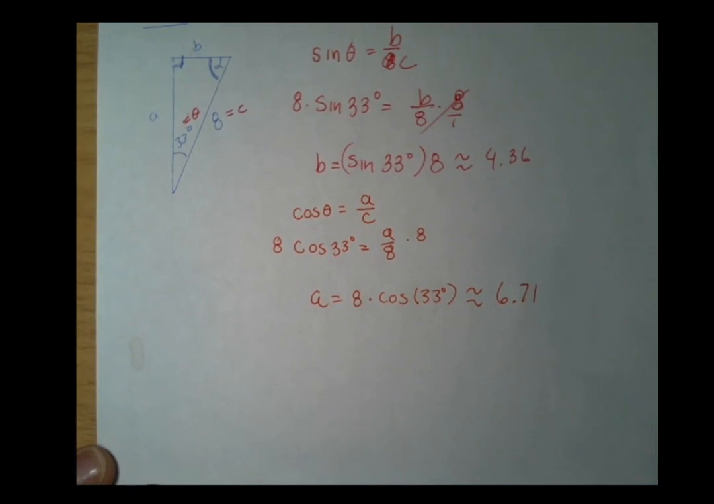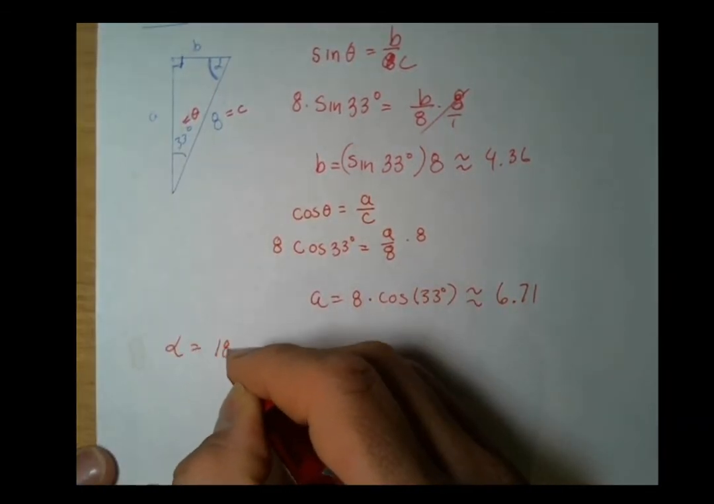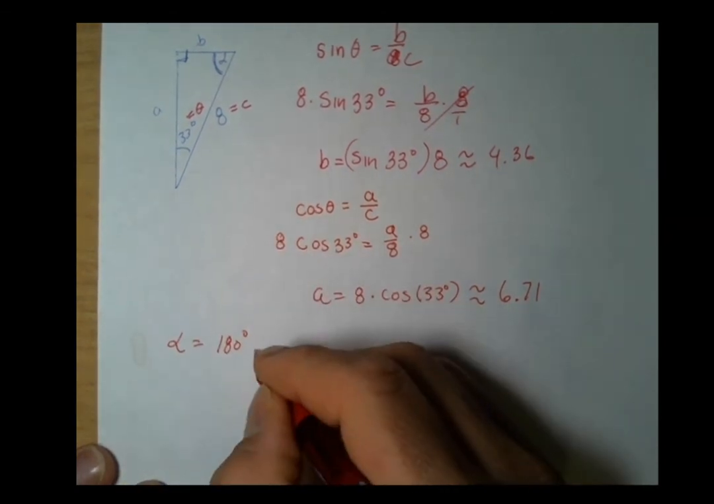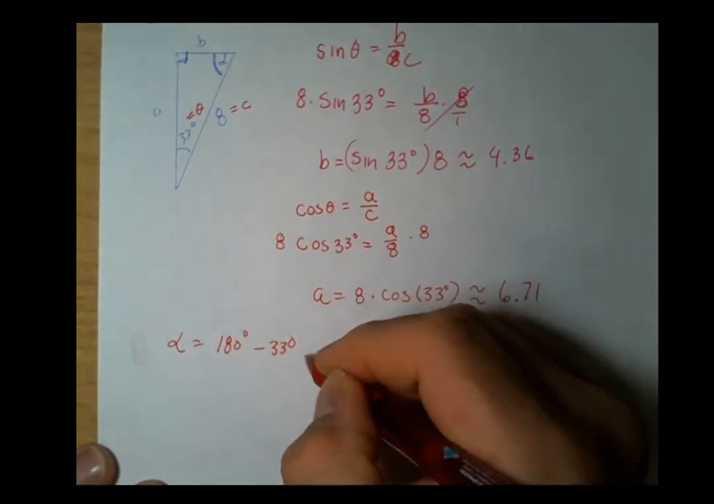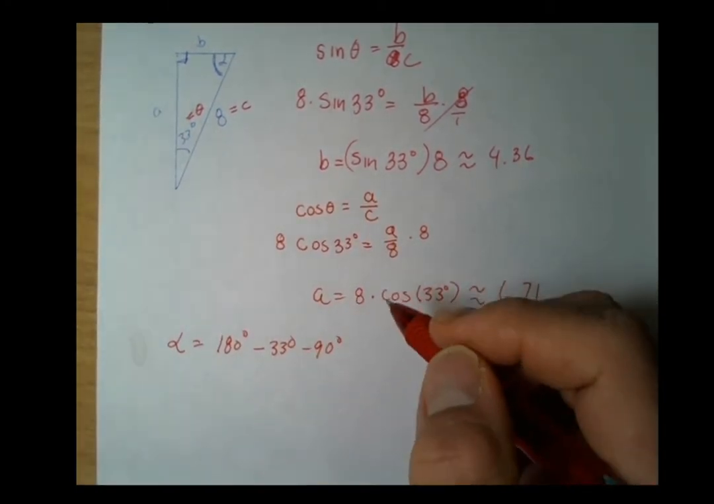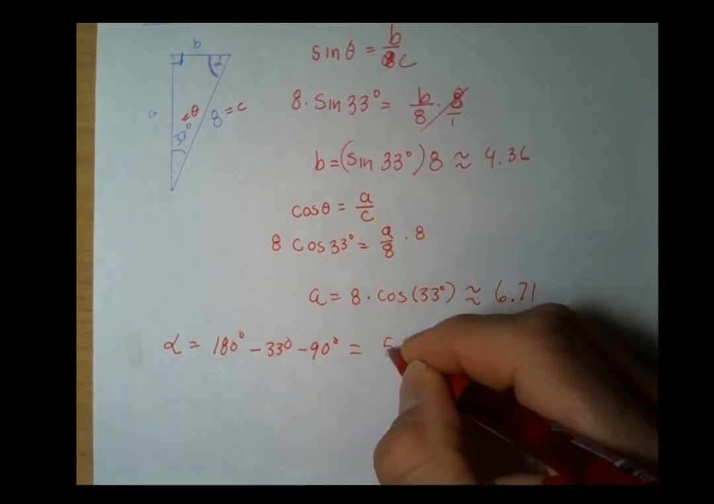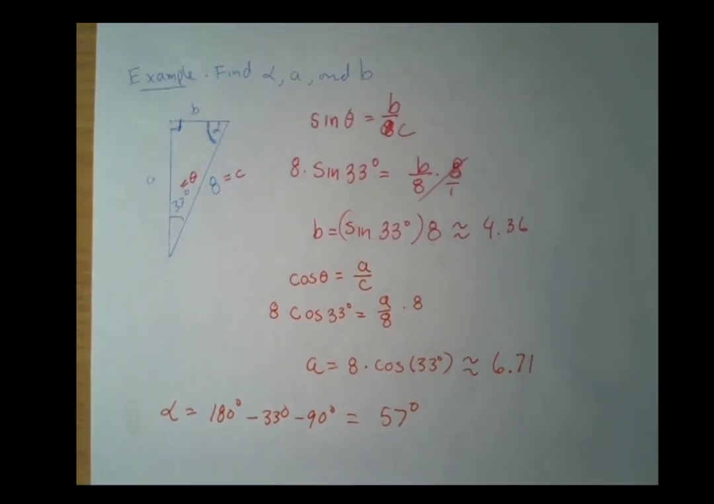Okay, and then the last part, alpha. Alpha is 180 degrees, which is the total number of degrees in a triangle, minus 33 degrees, the given angle, and the right angle. So that gives me 180 minus 33 minus 90, 57 degrees. Okay, and now we've solved the triangle, right? We know all the sides and all the angles. Okay, thank you.